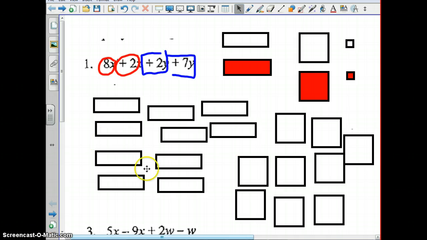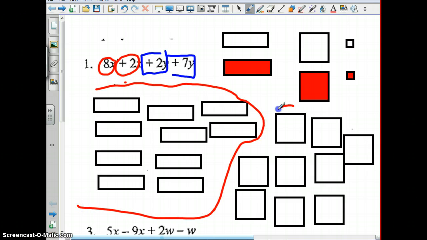Now remember, we can't put these together. Let me just circle so you see what I'm talking about on the video. We can't put these together with these. They're separate. They're different sizes. We don't know how big x is. We don't know how big y is. They're not like terms.